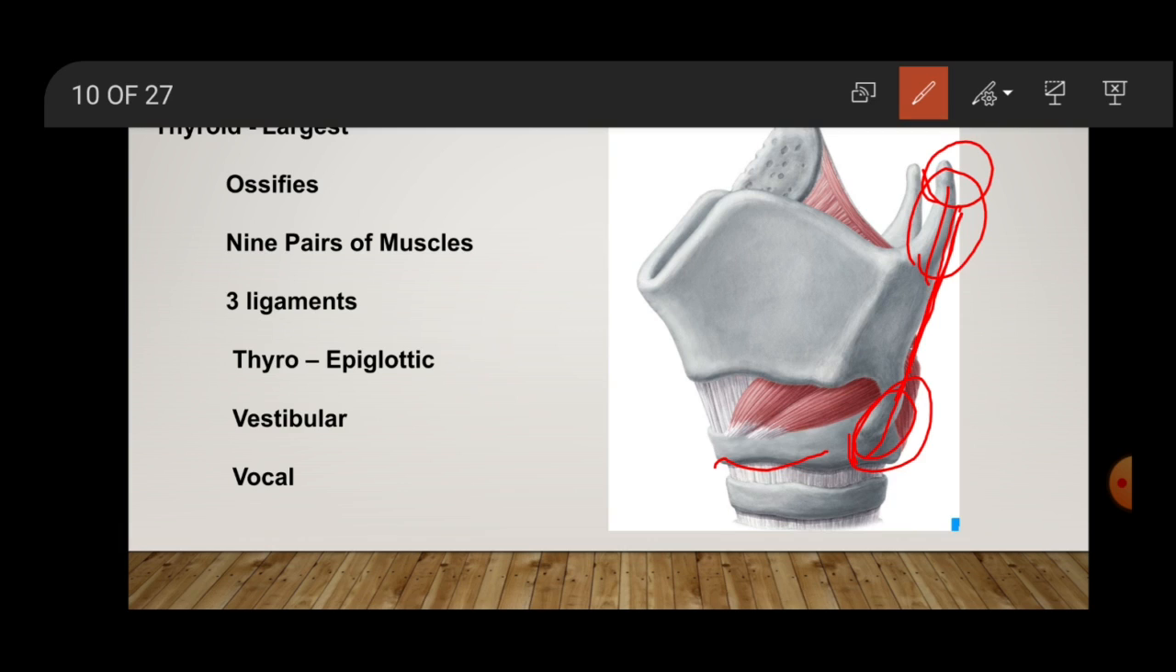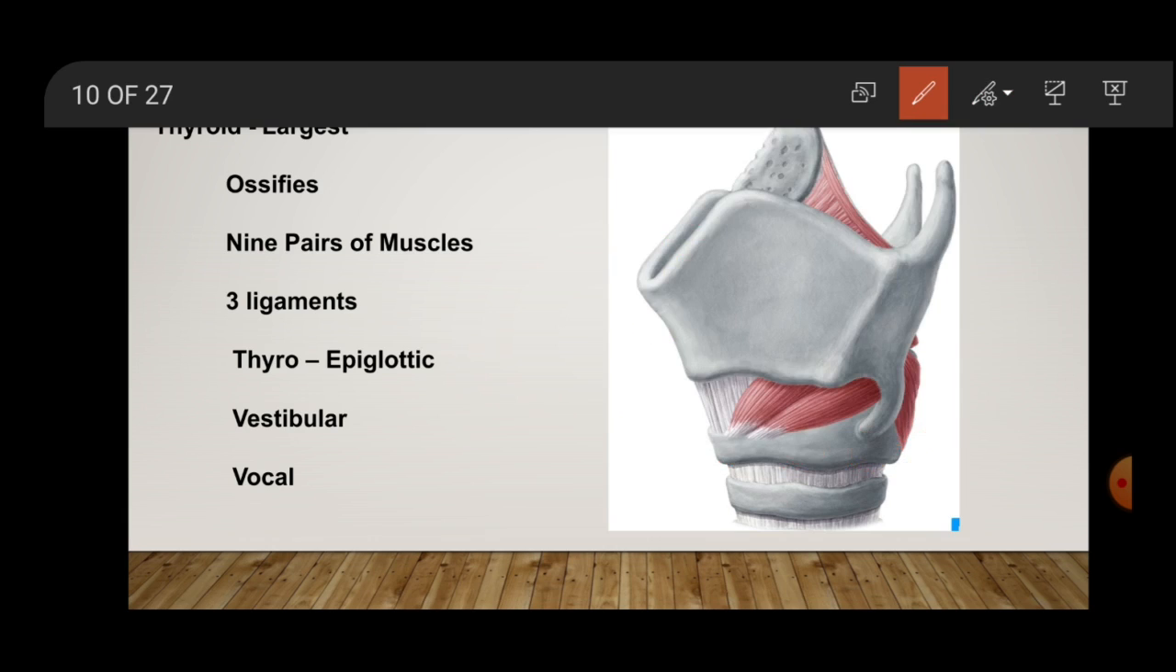So that is the posterior border. The posterior border is thickened and prolonged upwards and downwards as the horns. This is the superior horn and this is the inferior horn. The posterior border receives insertion of stylopharyngeus and palatopharyngeus muscle, and the superior horn gives attachment to the lateral thyrohyoid ligament. The inferior horn bears a facet on the medial surface for articulation with the cricoid arch to form the cricothyroid joint, which is a synovial variety.